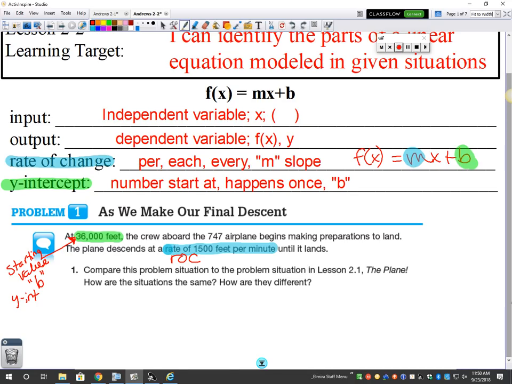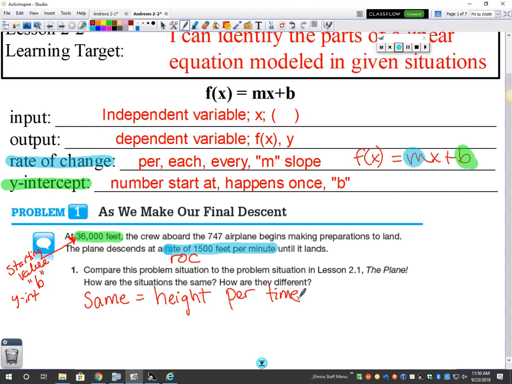Okay, so compare this problem situation to the one in 2-1. How are the situations the same and how are they different? Well, they're the same because we're still talking about the altitude or the height. I think I used the word height before. I come from a pilot family, so altitude makes more sense to me, but height of the plane per unit of time. So our dependent and our independent variables are the same.